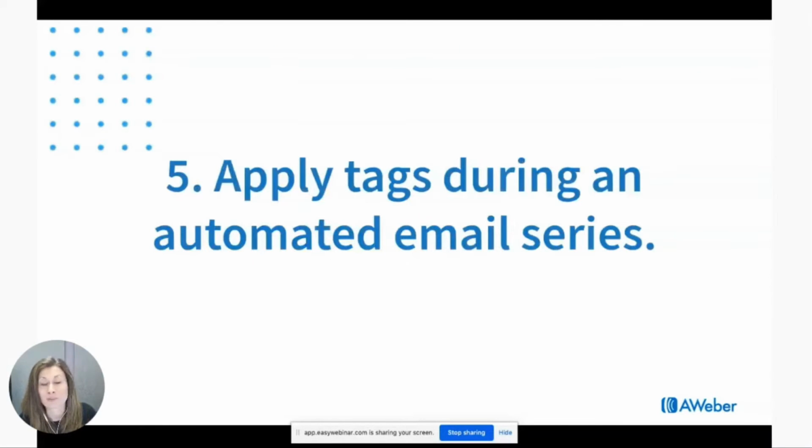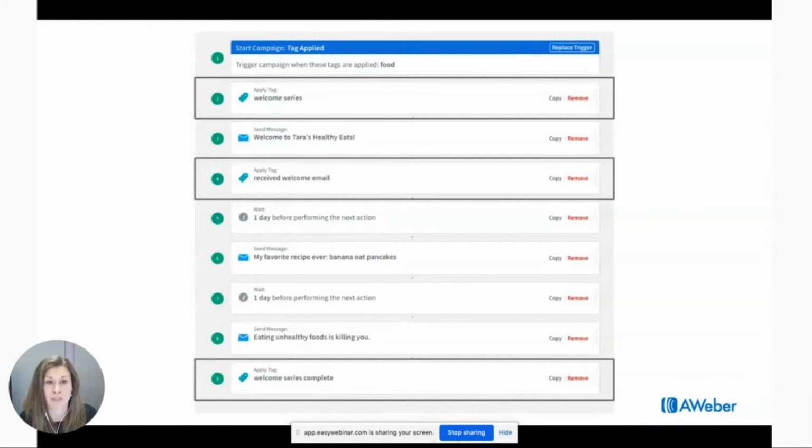Another way that you can tag people is apply tags during an automated email series. So this is an automated email series inside AWeber's campaigns platform. And you can see where I've highlighted the tags. So I can add a tag right here in the middle. And you can see I'm adding a tag here called Welcome Series, because this is my welcome email series. It's the first series that I send to subscribers. So once they get into the series, I'm applying the tag Welcome Series right at the beginning.